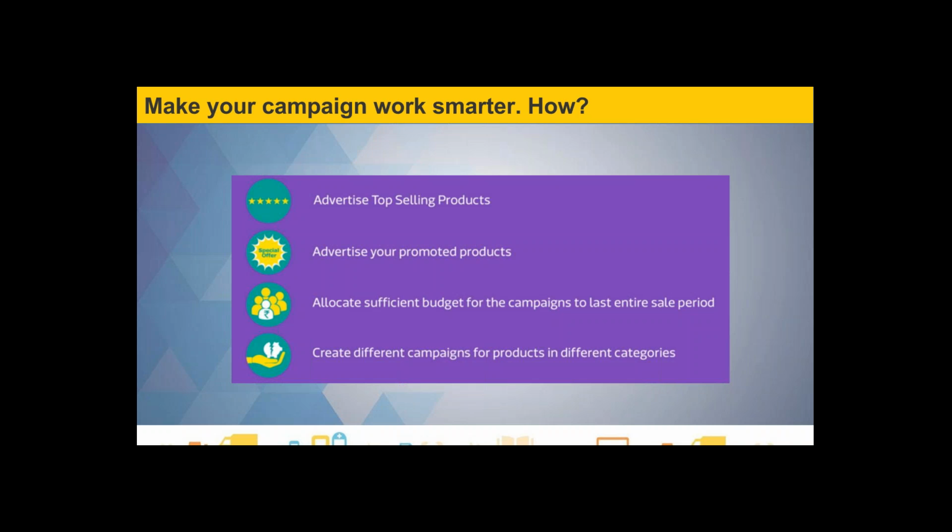Fourth, create different campaigns for products in different categories. This simply means don't mix up categories. Let electronic listings be in one campaign and lifestyle listings be in another campaign. If you mix them, the performance of your campaign becomes difficult for you to understand. The ROI will reduce as different category has different demand and supply.